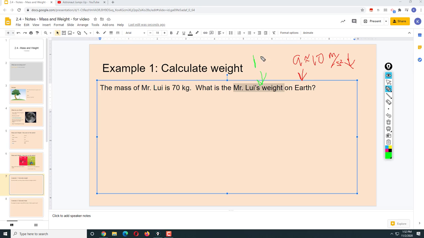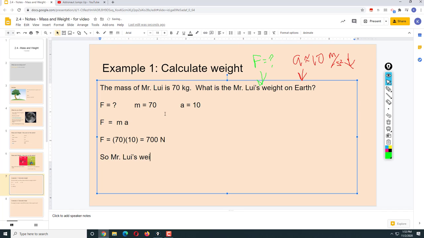So we don't know the force. We know mass is 70, acceleration is 10, F equals ma. So F equals m is 70, acceleration is 10. 70 times 10 is 700. So my weight on Earth is 700 newtons. We know weight is going down.